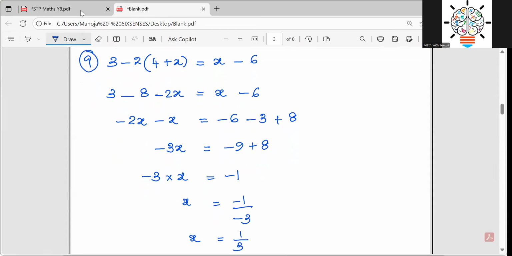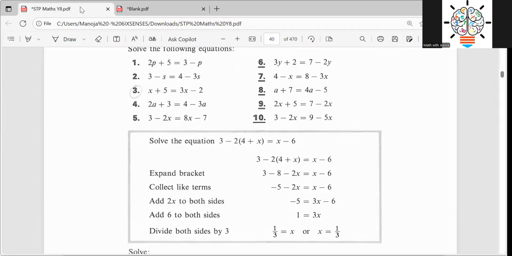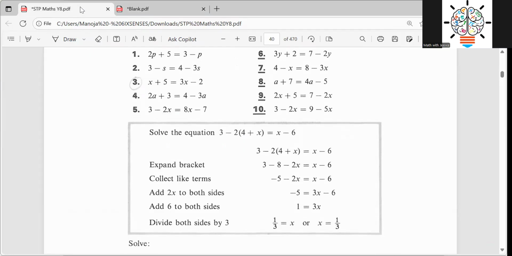I want to double check this. Minus 2 times 4, minus 8; minus 2 times x, minus 2x; and you bring the other x, minus x, that becomes minus 3x. On the right side you have minus 6, then minus 3 and plus 8. Minus 6 minus 3 is minus 9, and then 8, and it gives you plus 1/3. Yes, the answer is correct.